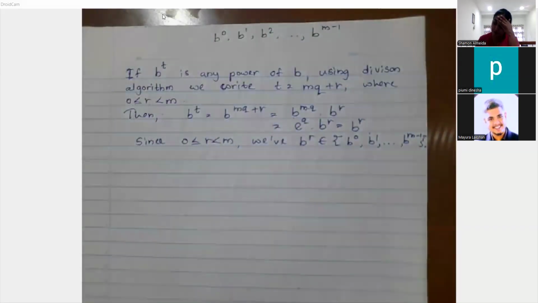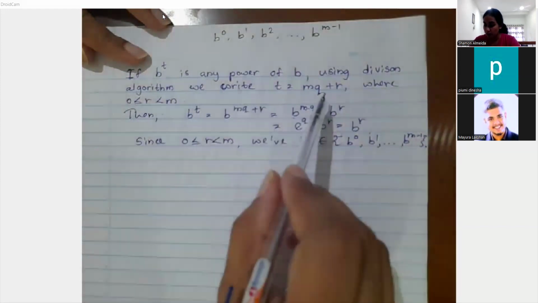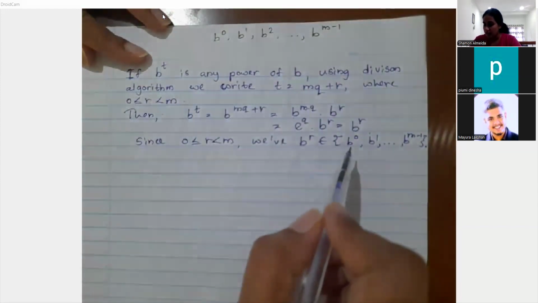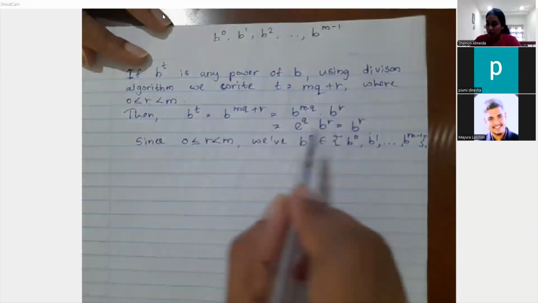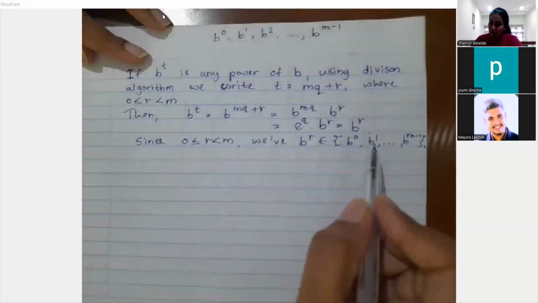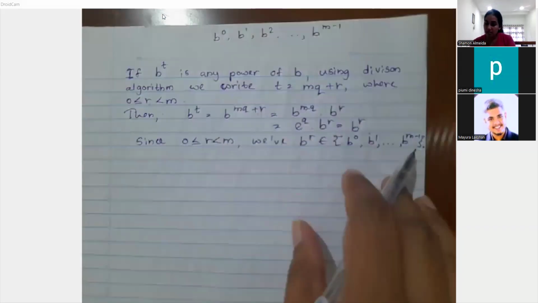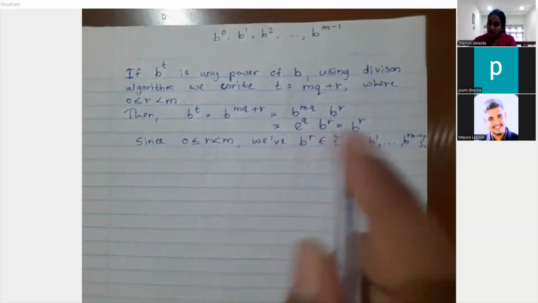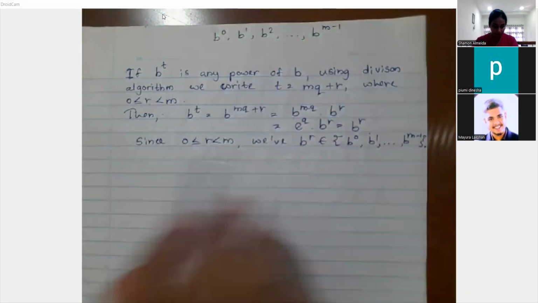M minus 1. Right? So no matter which t you pick, we see that using the division algorithm, all these elements actually belong to this set. For some t, it will always be some element in this set. So we understand all the elements that are in this group are these, and they are different from each other.